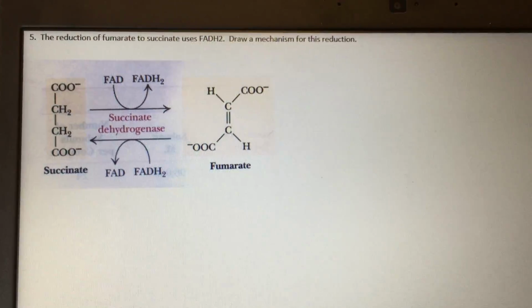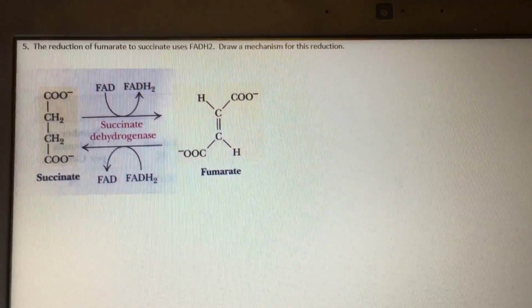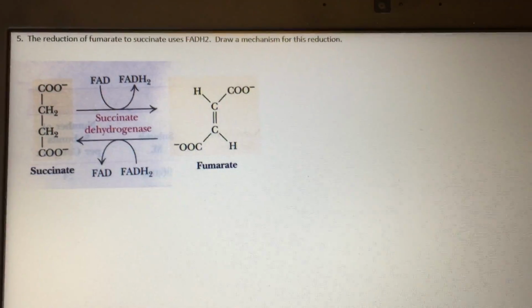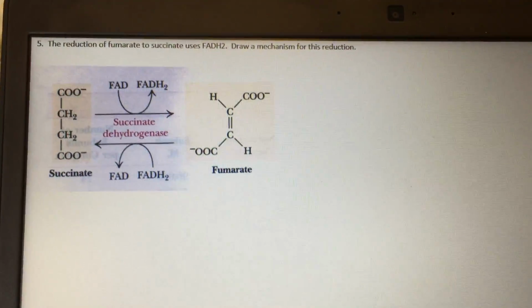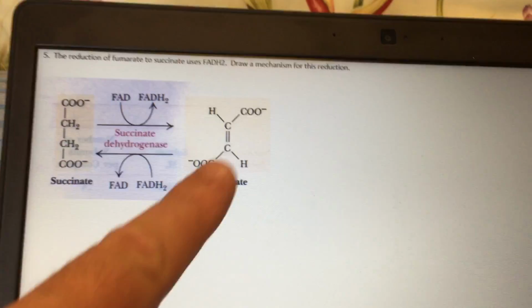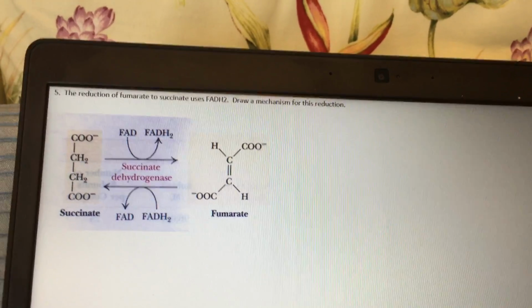So question 5 on your homework asks you to draw the reduction mechanism of fumarate to succinate using FADH2. I want you to do the arrow pushing basically for this. So we're going to be starting off with fumarate right here and moving in the reverse reaction to make succinate using FADH2. All right, so how does this happen?